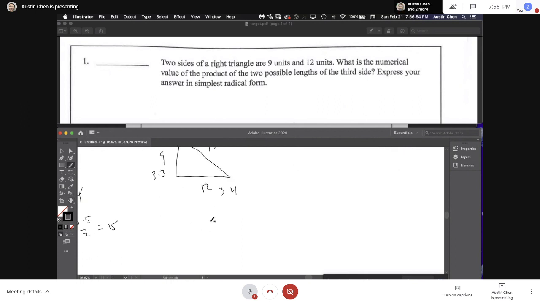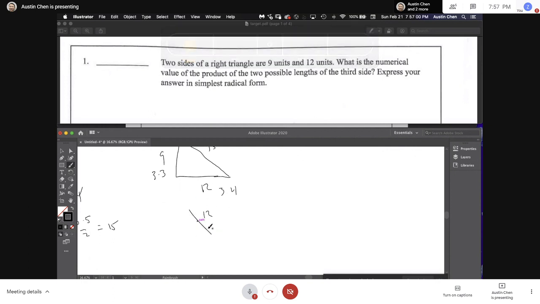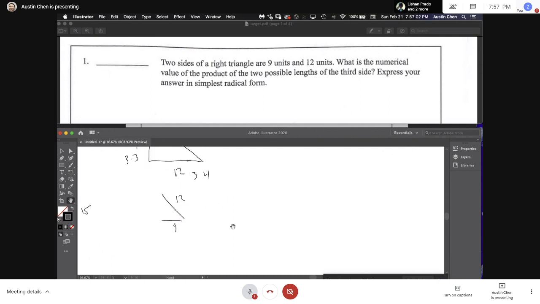Now, another case that we can have is 9 is the hypotenuse. Or, sorry, 12 is the hypotenuse, and 9 is the leg. So why we can't have 9 as a hypotenuse and 12 as a leg is because the hypotenuse always has to be larger than either of the legs. So then this is our only second case.